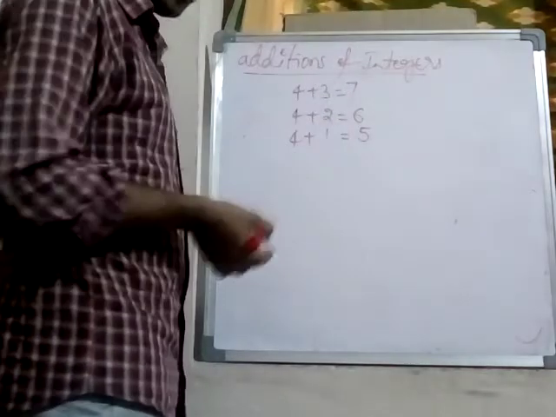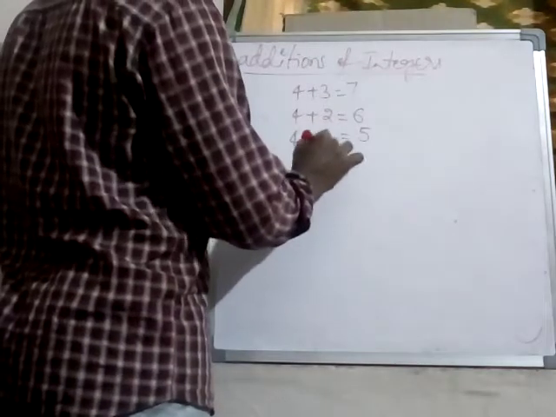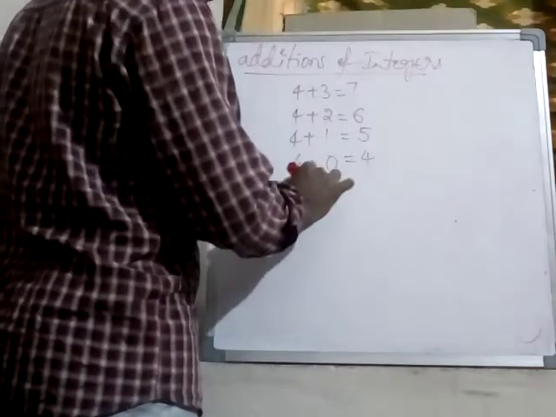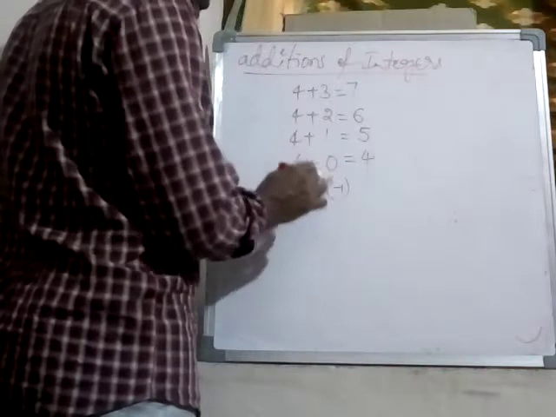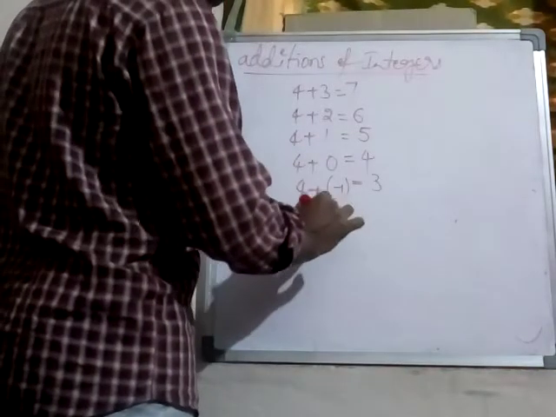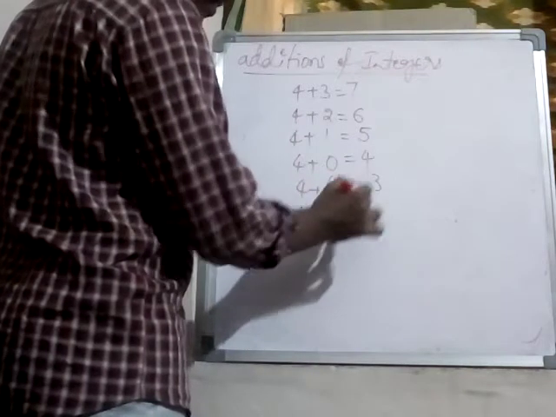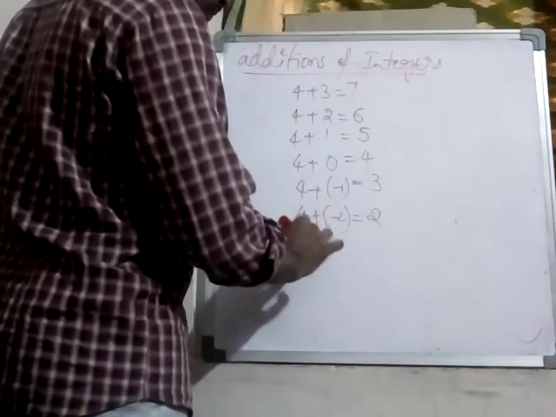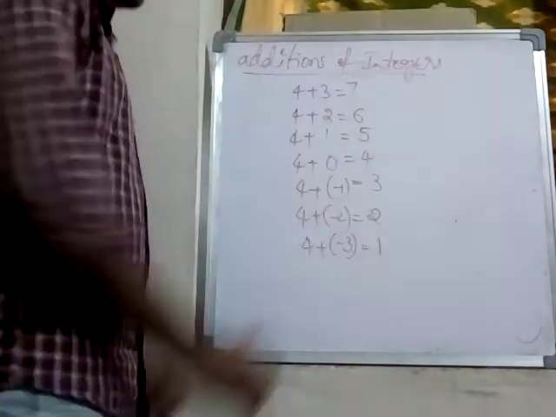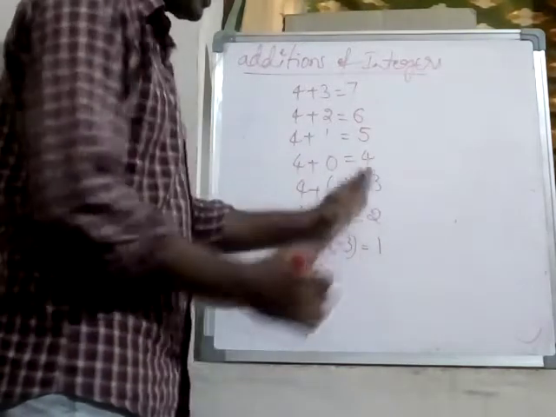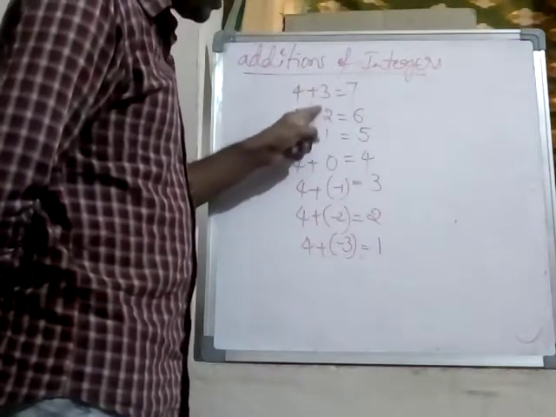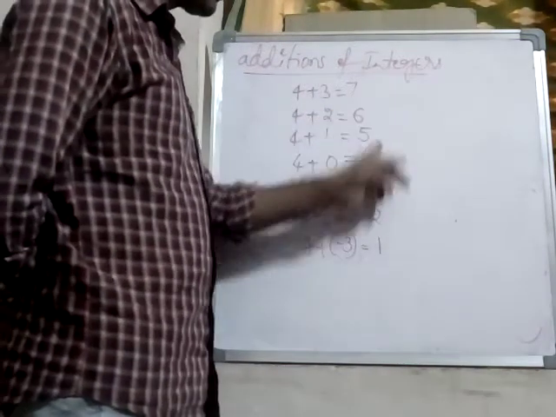So 4 plus 1 is 5. 4 plus 0, here decrease by 1, here the result also decreases by 1. 4. 4 plus minus 1, here also decrease by 1. 4 plus minus 2, here decrease by 1, and the result also decreases by 1. So 4 plus minus 3, what is the result? 1. Without simplification, we get the result directly. Why? Because each value decreases by 1 unit, so automatically the result also decreases by 1.